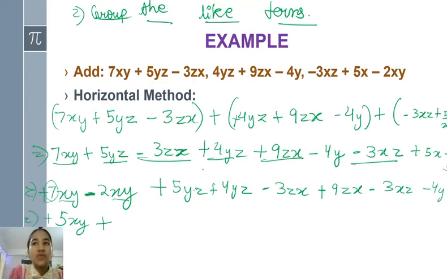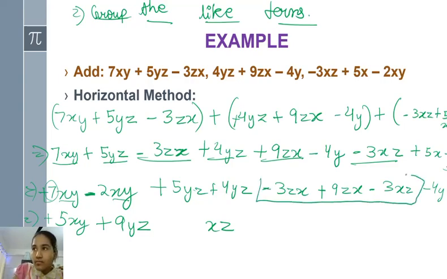The thing is to add the coefficients: 5 plus 4 is 9, and yz as it is. Next, minus 3zx plus 9zx minus 3xz. You can just keep it as it is, xz. Now the sign needs to be applied. Let me just box them. We are solving this now.